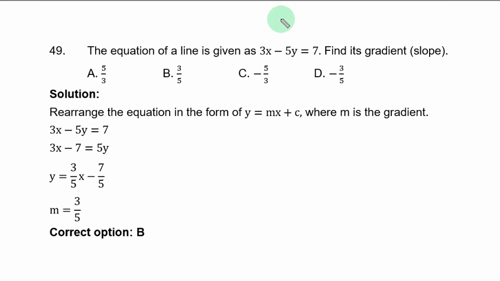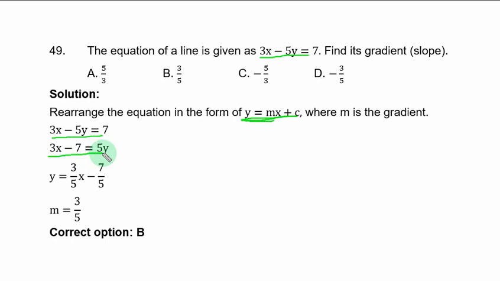Question 49. The equation of a line is given as 3x minus 5y equal to 7. Find its gradient or slope. If you can rearrange the equation in this form, m, the coefficient of x, is the gradient. So this is the given equation. So let's transfer minus 5y to the right so that it becomes positive, and you transfer 7 in, it becomes negative. You have it in this form.